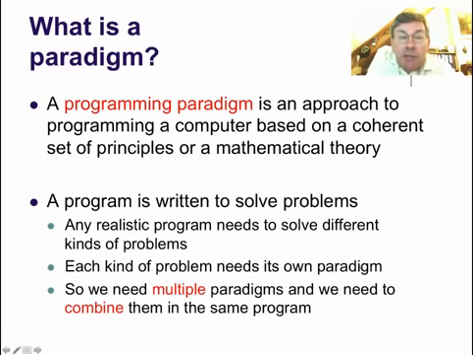But before going on, let me explain what a programming paradigm is. A programming paradigm is an approach to programming a computer based on a coherent set of principles, or, if we have some deeper understanding, a mathematical theory. For example, for functional programming, the theory is called lambda calculus. For multi-agent concurrent programming, the theory is called pi calculus. Object-oriented programming has several different kinds of theory, but it's essentially organizational theories of how to structure information and update information. So these are some different programming paradigms.